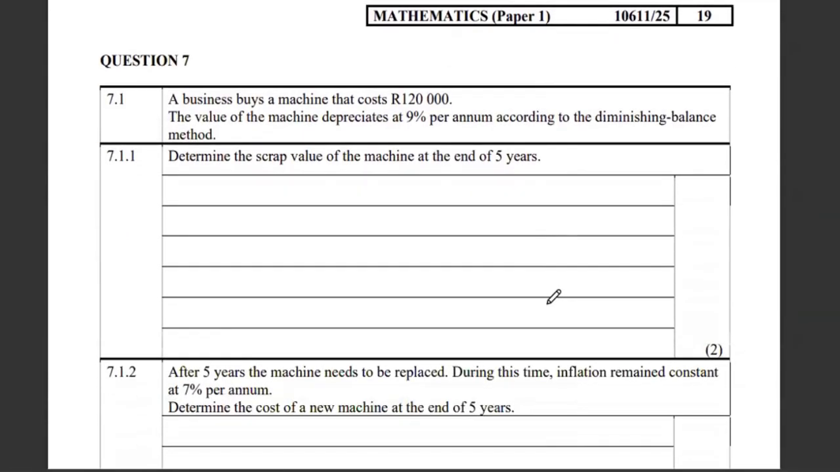Question number 7, finance. All right, a business buys a machine that costs 120,000. The value of the machine depreciates at 9% per annum according to the diminishing.